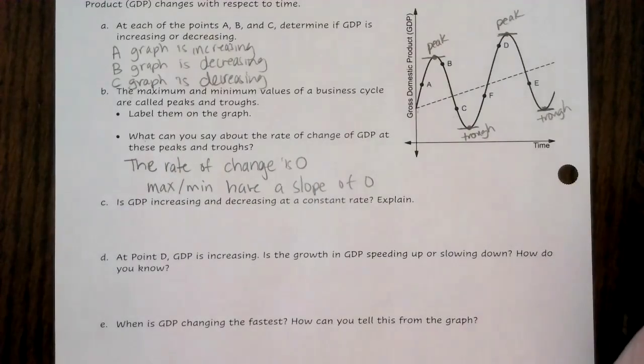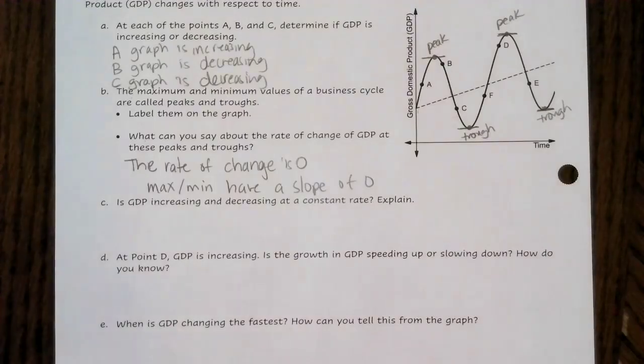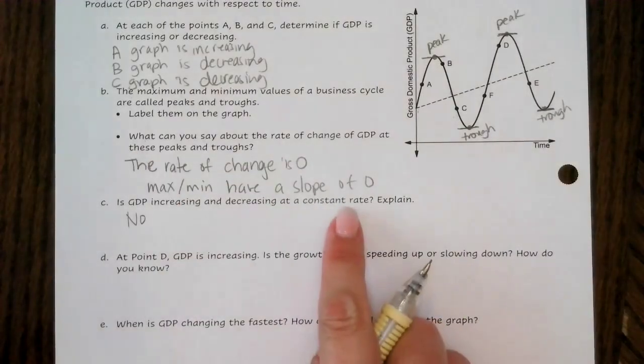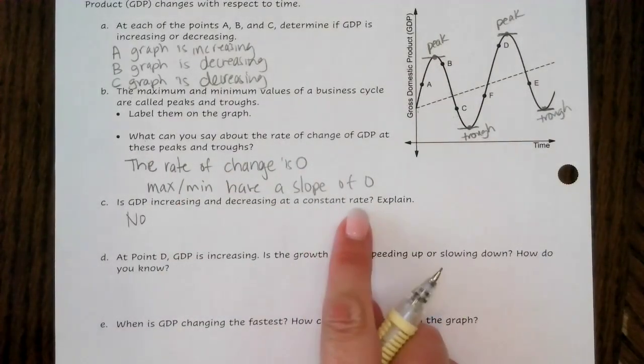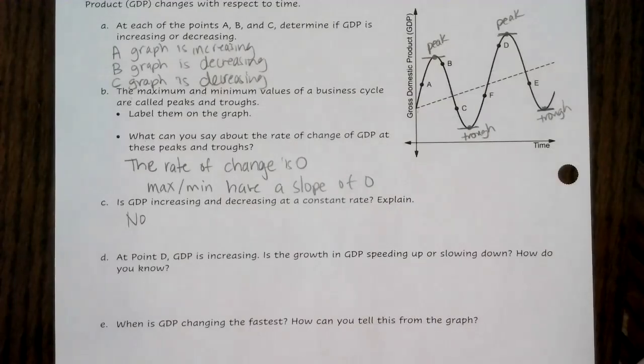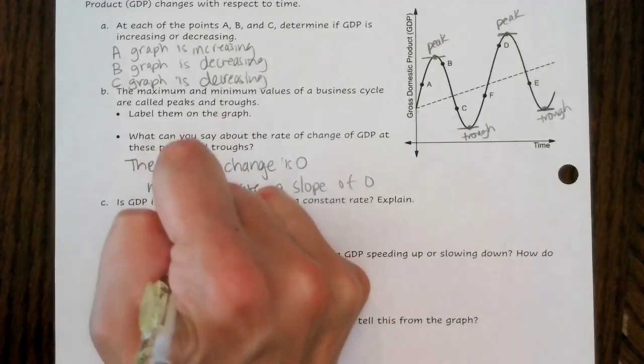All right. Is GDP increasing and decreasing at a constant rate? And so our answer to that is no. Remember from Algebra 1, in order for it to be increasing or decreasing at a constant rate, it needs to be linear. This is not linear. It is increasing and decreasing at different rates. So no, the graph is not linear.